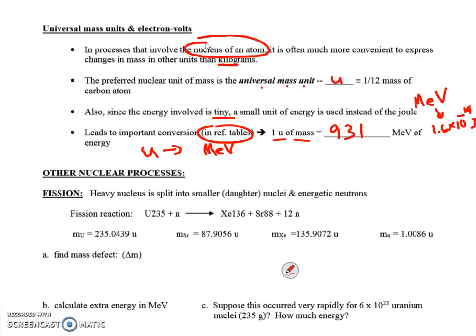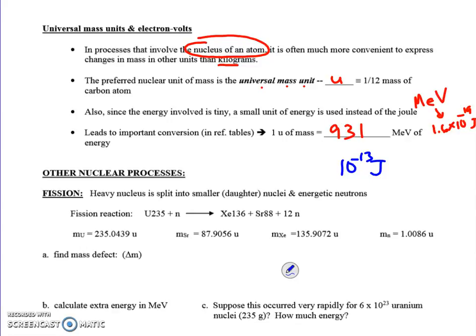Okay, so let me say that again because that was kind of awkward. 1 AMU of mass, not 1 kilogram, but 1 AMU of mass is equivalent to 931 MeV of energy, which is not a whole lot of energy in terms of joules. It is roughly 10 to the negative 13th joules. But at the level of nuclear reactions, this is what we most often talk about.